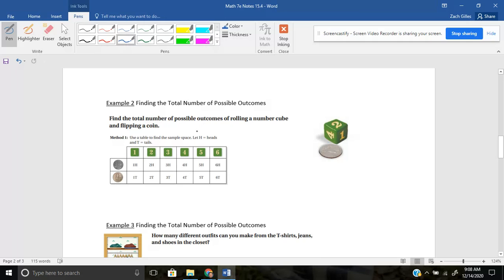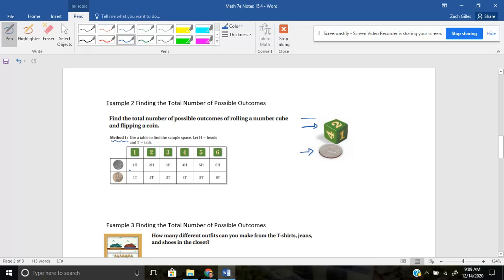It says, find the total number of possible outcomes of rolling a number cube and flipping a coin. Okay. Method one shows you that you can use a table. So it says, let H equal heads and T equal tails. Okay, if I were to roll a number cube, I could get one. I could get a two. I could get a three. That's what these represent. And if I were to flip a coin, I could get a heads or tails. So these are showing the different possible outcomes.